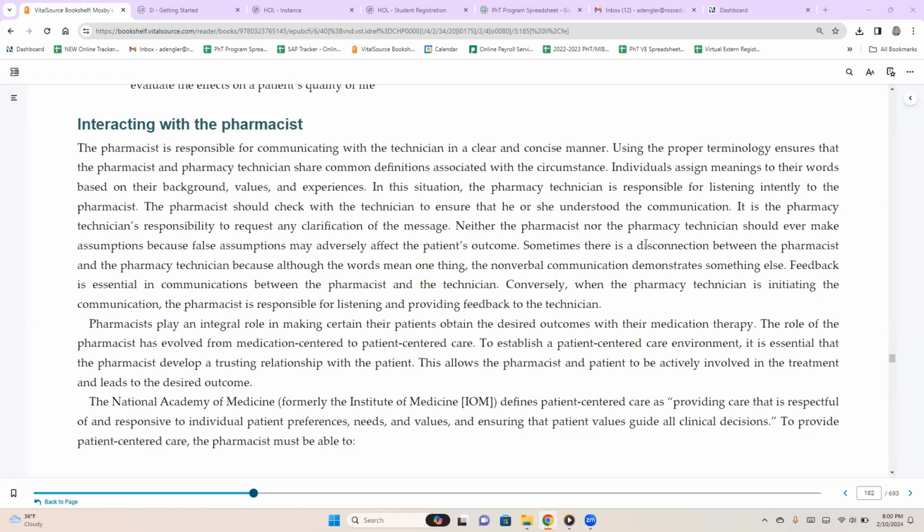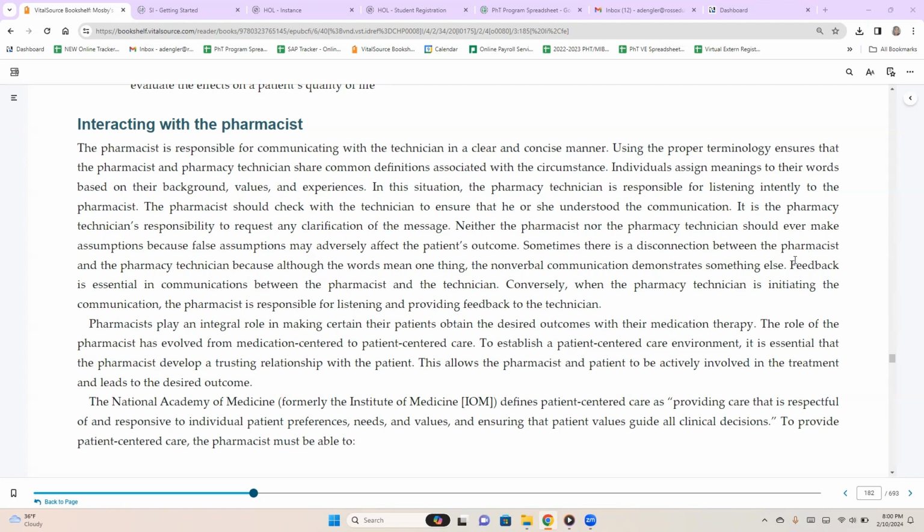The pharmacist is responsible for communicating with the technician in a clear and concise manner. Using the proper terminology ensures that the pharmacist and pharmacy technician share common definitions associated with the circumstance. Individuals assign meanings to their words based on their background, values, and experiences. In this situation, the pharmacy technician is responsible for listening intently to the pharmacist. The pharmacist should check with the technician to make sure that he or she understood the communication, and it is the technician's responsibility to request any clarification of the message.